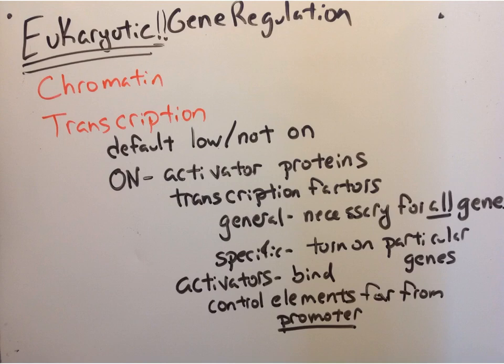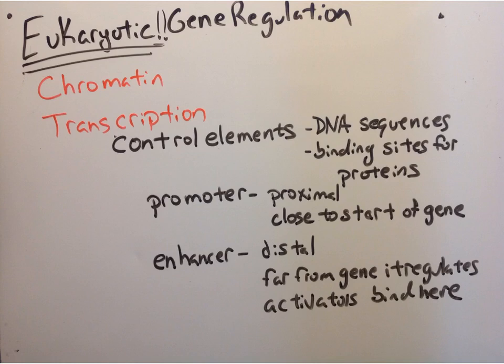There are also activator proteins that bind far away from the genes that they regulate. They bind to stretches of DNA called control elements. Control elements are stretches of DNA that are binding sites for different proteins. So the promoter is one kind of control element. It's a proximal control element that's close to the start of the gene. There are also control elements like enhancers that are distal, or very far away, from the genes that they regulate. And these are both binding sites for activators or transcription factors that positively regulate gene expression.